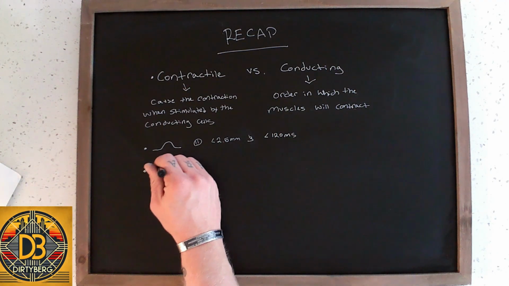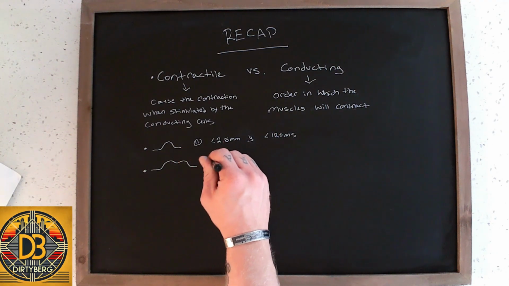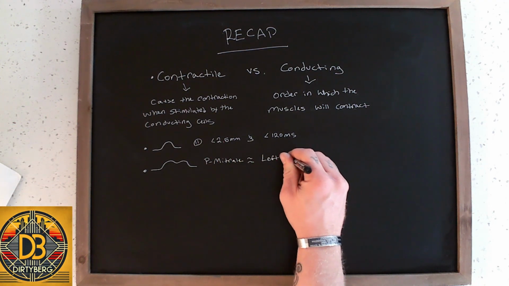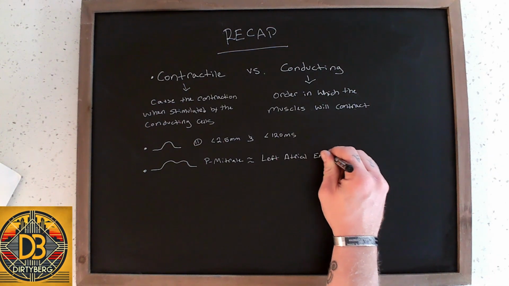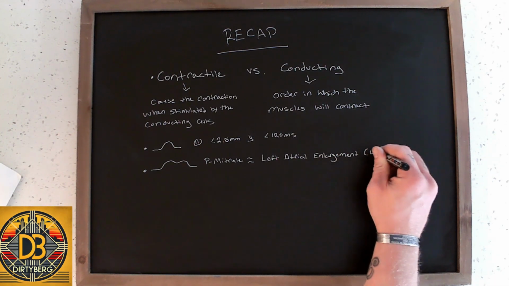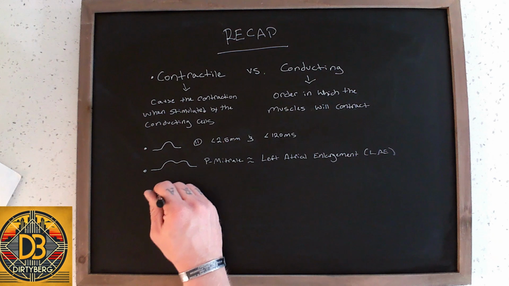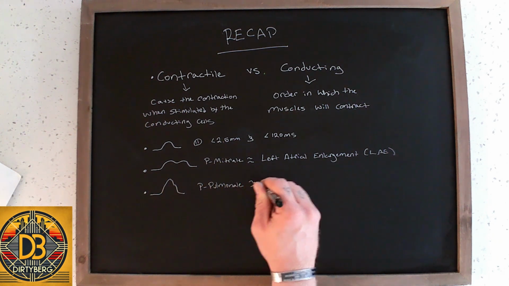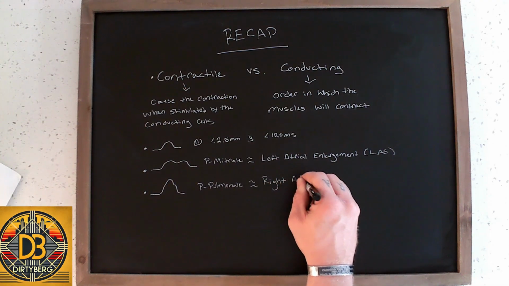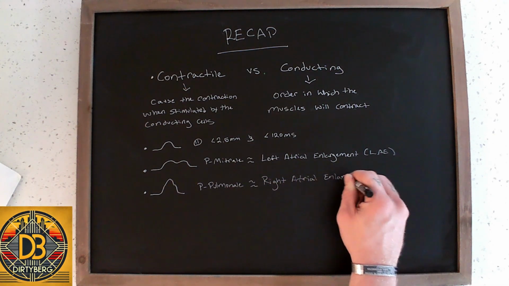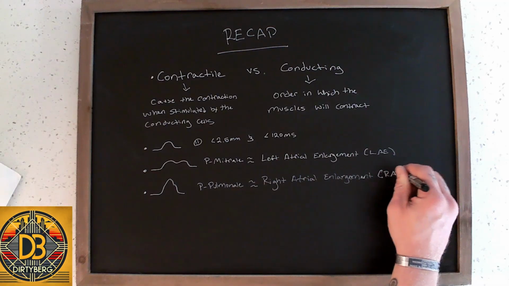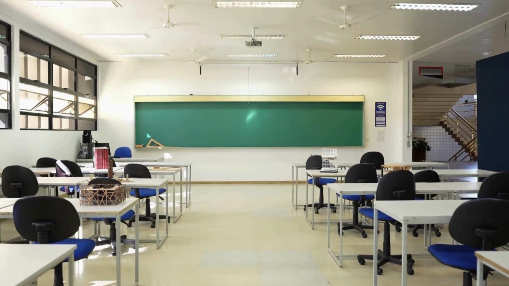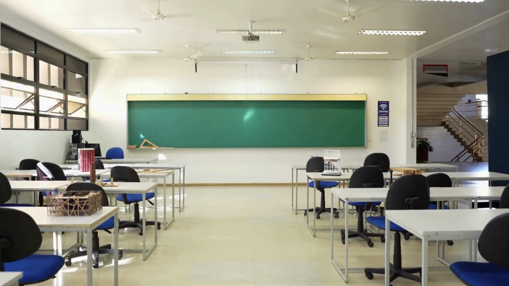P mitral, typically caused by mitral stenosis, has bifid waves due to the prolongation of the left atrial depolarization because of that chamber's growth. And P pulmonale, typically from pulmonary hypertension, has a tall peak and a possible notch towards the end of the right chamber's depolarization due to its growth. Hopefully this helped you visualize atrial depolarization a little more.